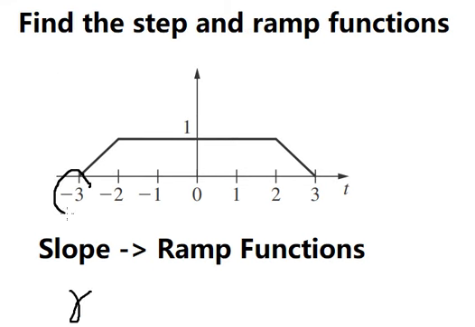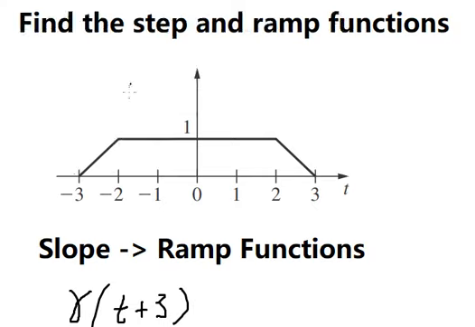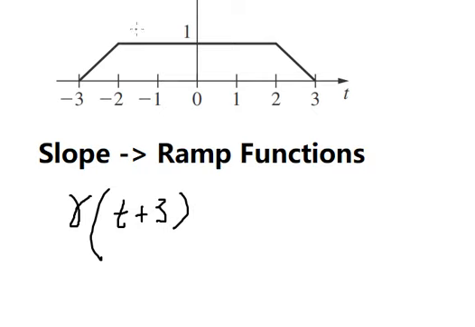When t equals negative 3, we have the ramp in here. So that should be t plus 3. When t equals negative 3, they start at 0. So that's why we have this ramp in here. When t is smaller than negative 3, they will get 0. Now, the next one, they will become this one in here.